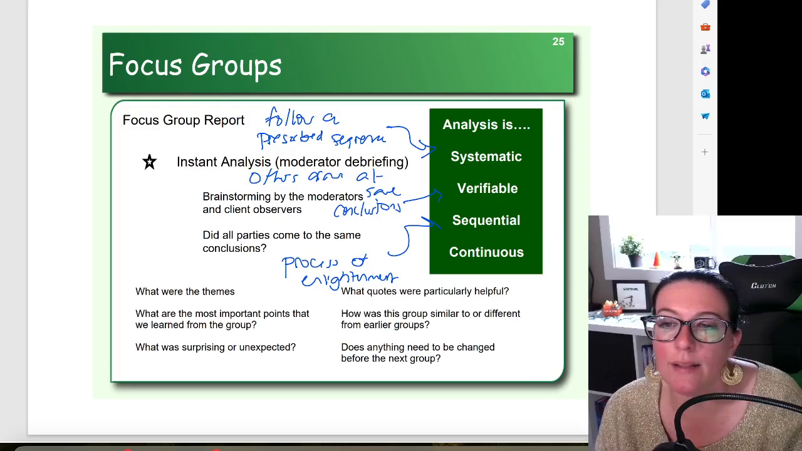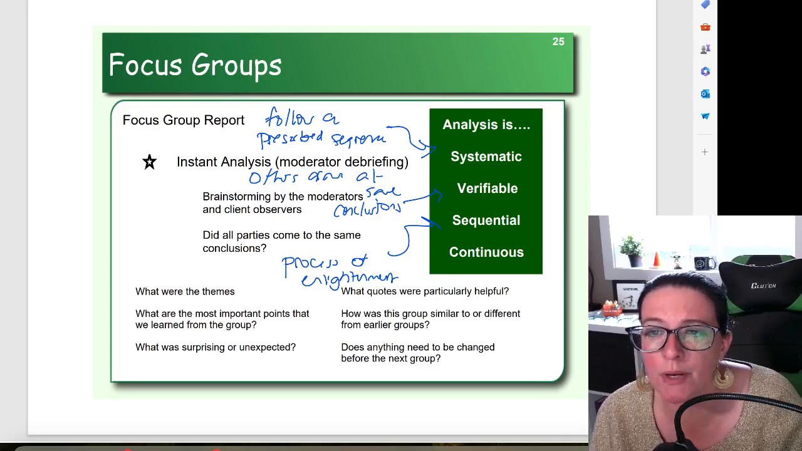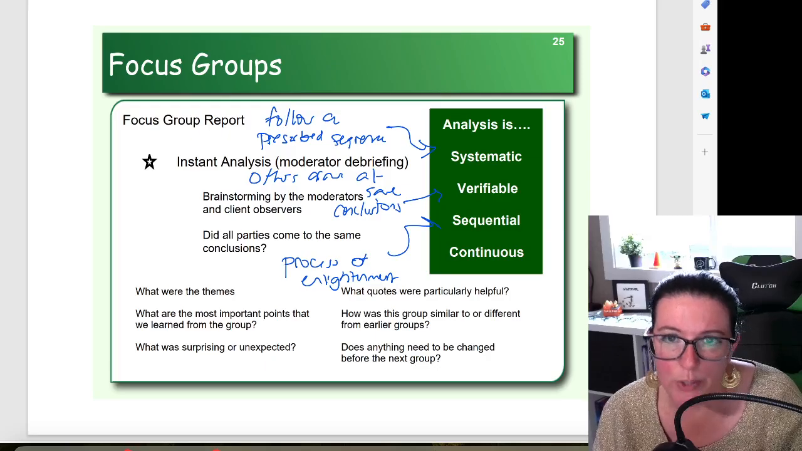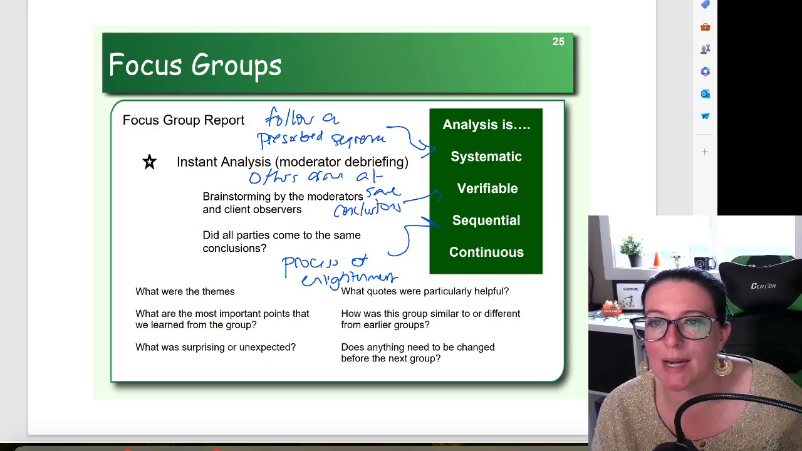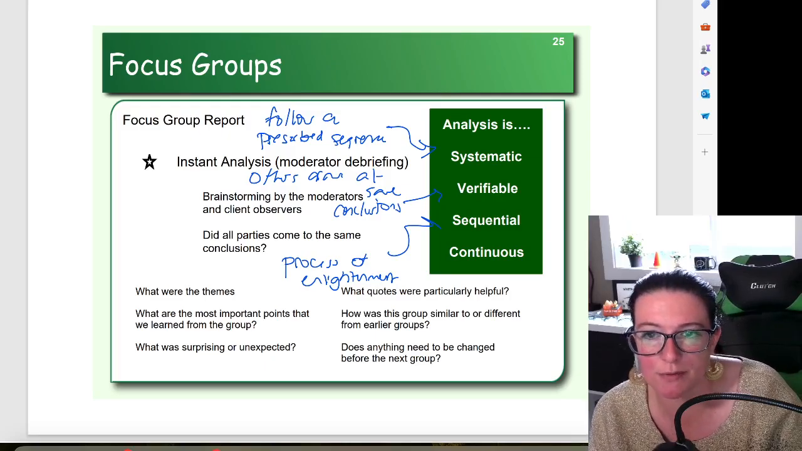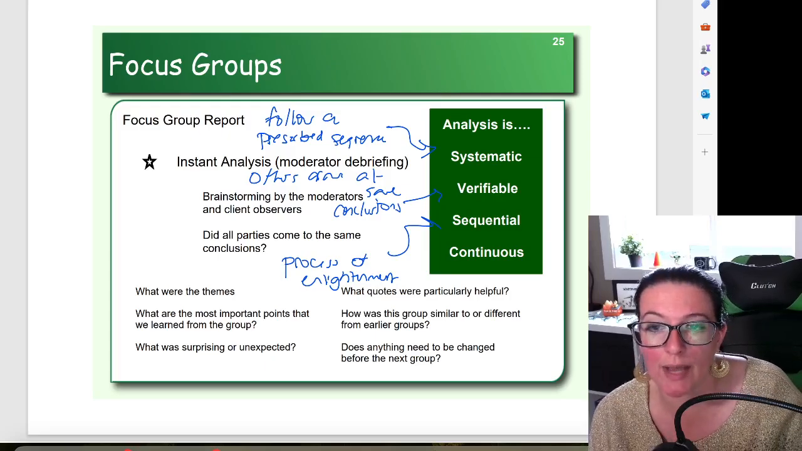So we are likely to conduct multiple focus groups. We're only doing 8, 12 people at a time. And we're going to learn something new and additional each time, which is why when we do that instant analysis, we have that discussion with the group. How did it go? What did we learn? What was similar or different? And we're looking at, do we need to do further probing with the next group?